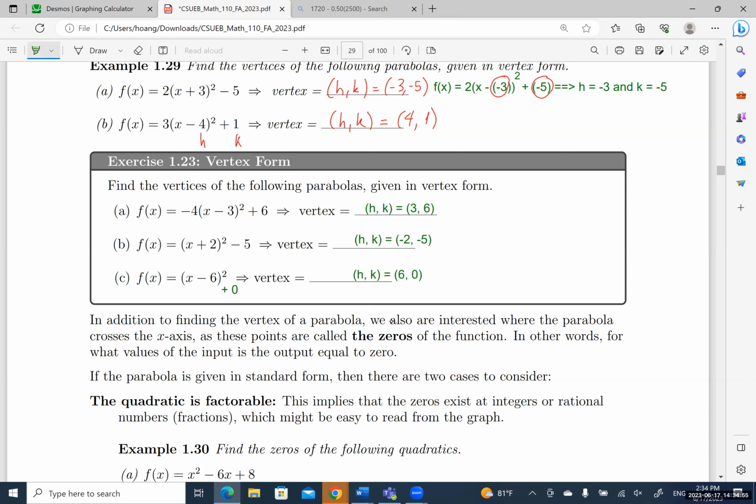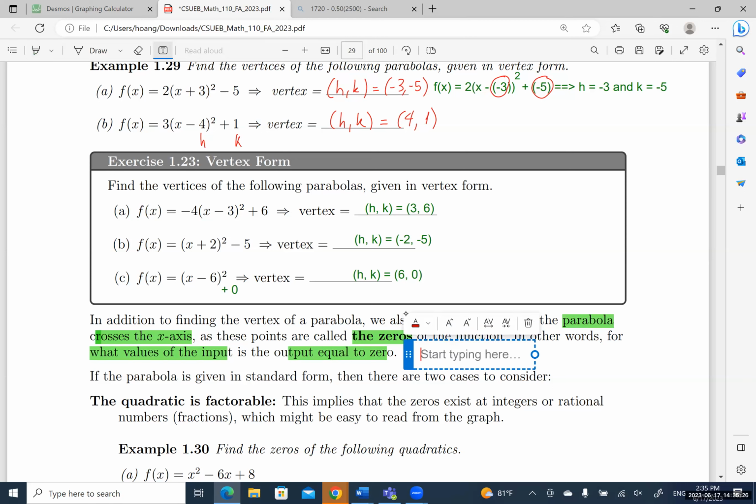That is find the zeros. Right? What are zeros? Zeros are where the parabola crosses the axis, right? And in order to find the zeros, you find the input when the output equals 0, right?